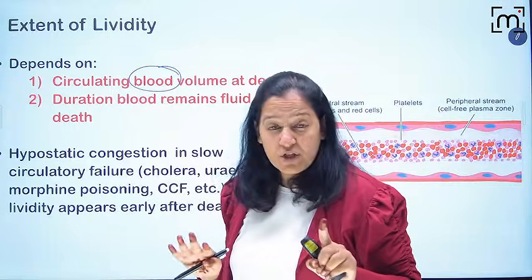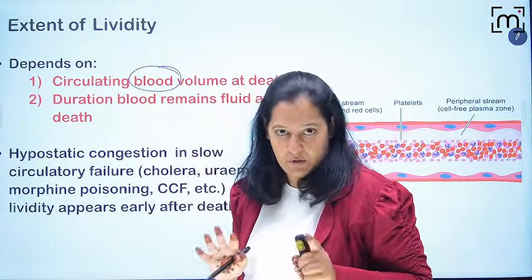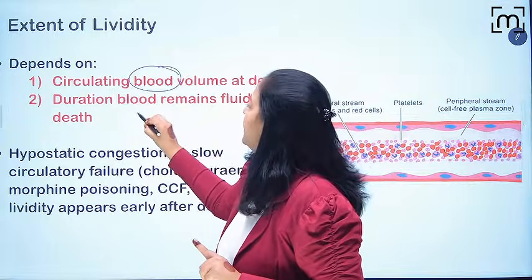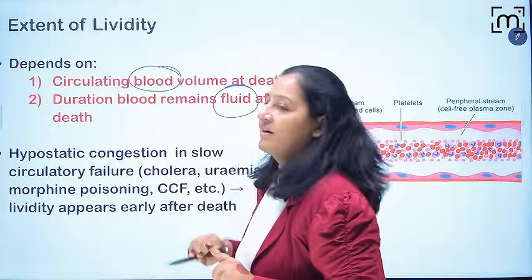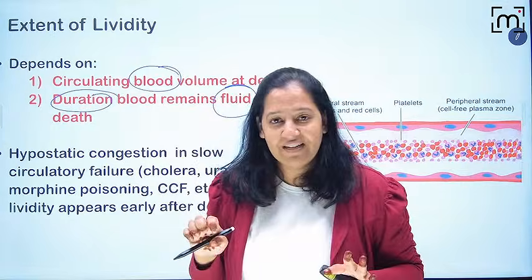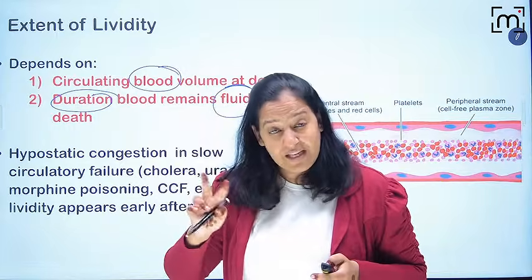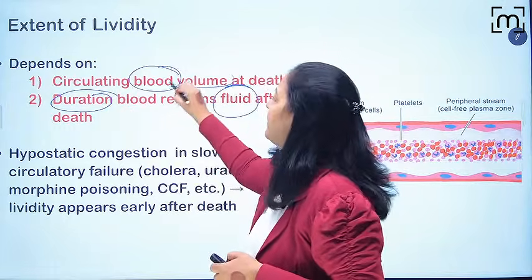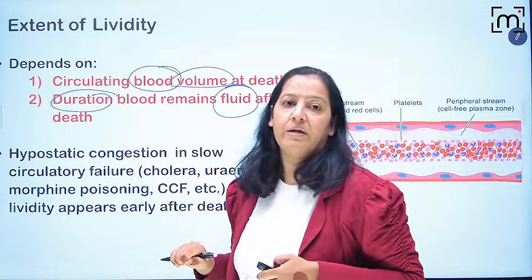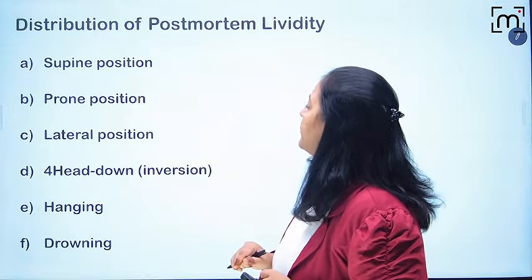Maybe the person is not in shock. In case of hemorrhagic shock, there may be less blood volume and less lividity. You got my point? And duration: the duration for which the blood remains fluid after death. Blood coagulates after death, no? So after coagulation, lividity doesn't appear. So the extent of lividity depends on these two factors, the volume of the blood and the duration for which the blood remains fluid. I hope you got it.